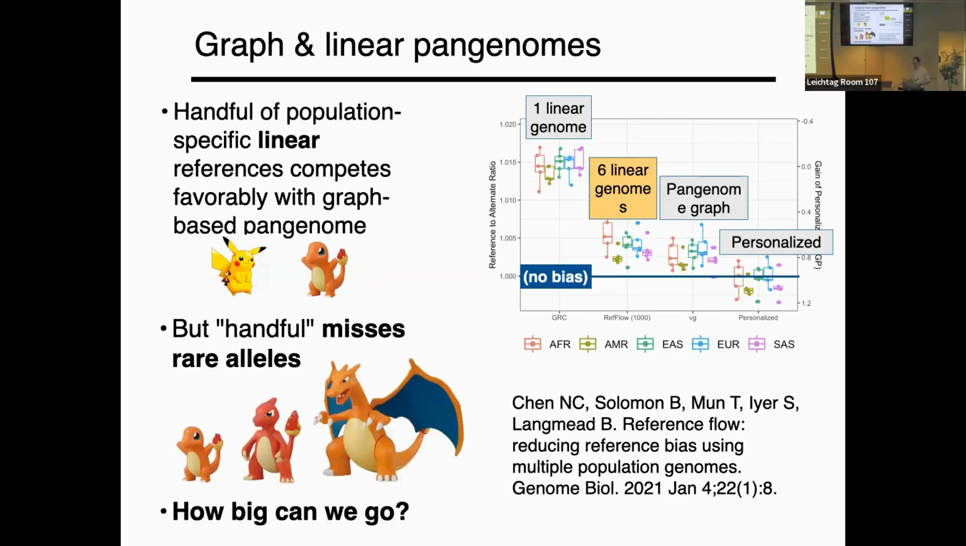So the question became, how big can we go? Can we stuff many, many, many linear reference genomes in a compressed index and compete, but without ever making a graph, right? That was sort of, and furthermore, we might not have to go much further than 6, but we would like to be able to go, maybe to 100 or maybe to 1,000 or maybe to 1,000,000 eventually.